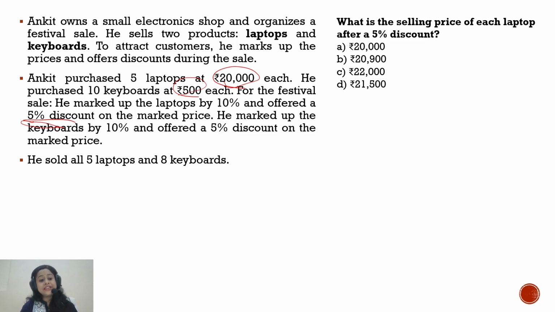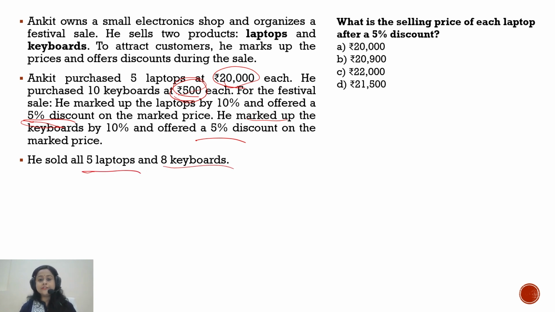He marked up the keyboards in the same way over and above the cost price of 500 for each keyboard. He marked up the price by 10%. So the marked up price of each keyboard is 10% more than 500. And after that, he offered a 5% discount on the marked price of the keyboard, right? He has sold 5 laptops and 8 keyboards.